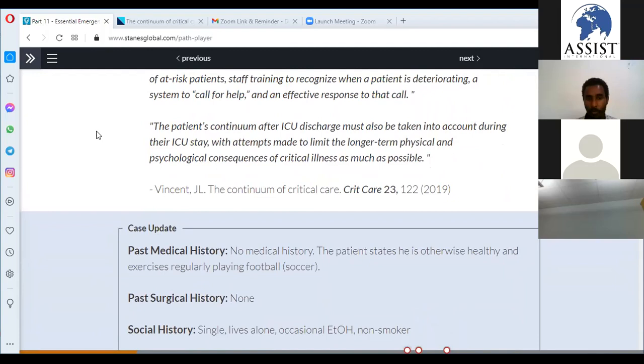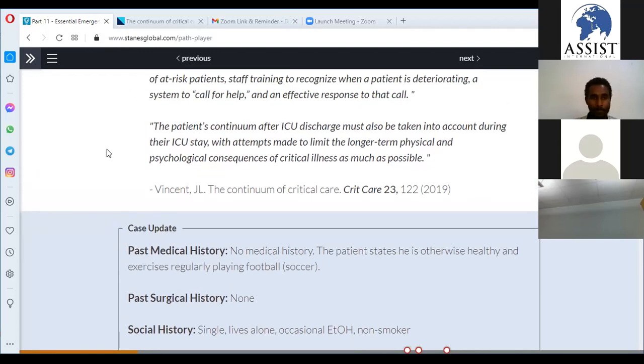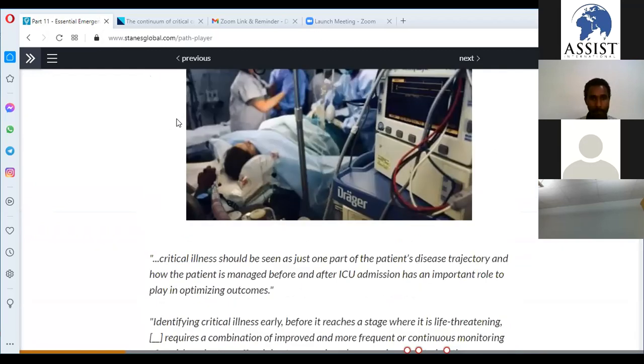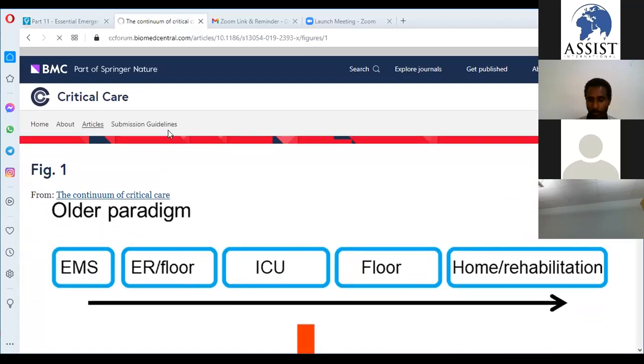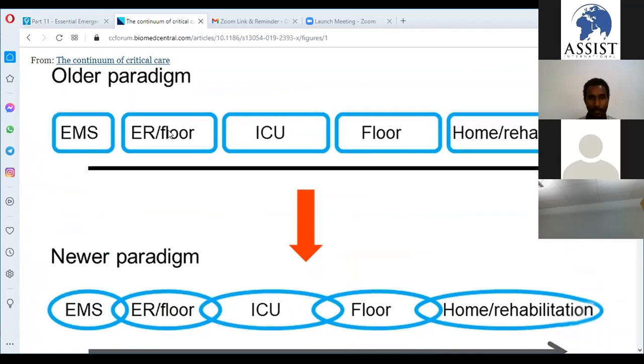This continuum of critical care extends beyond the ICU care. That should take into account, after ICU discharge, the physical and psychological consequences of their critical illness, which should be addressed overall to improve the patient's outcomes. So here we have, can you see this continuum of critical care diagram? Anyone?